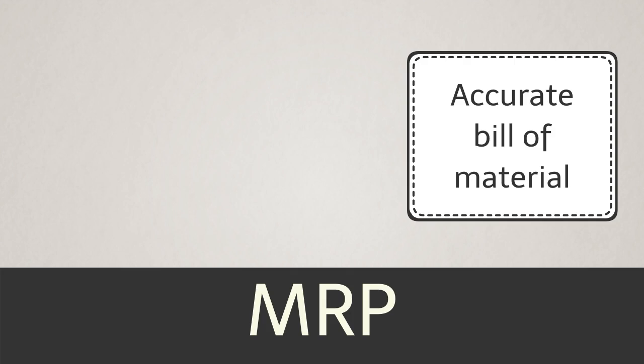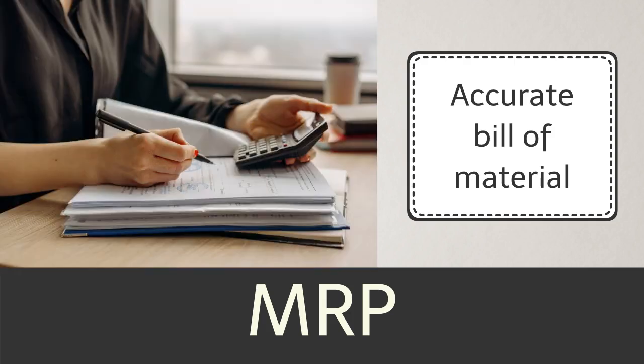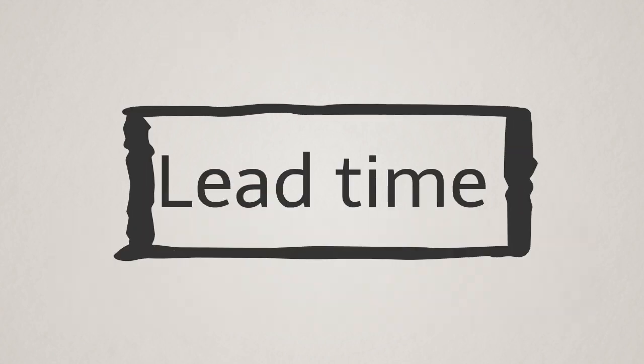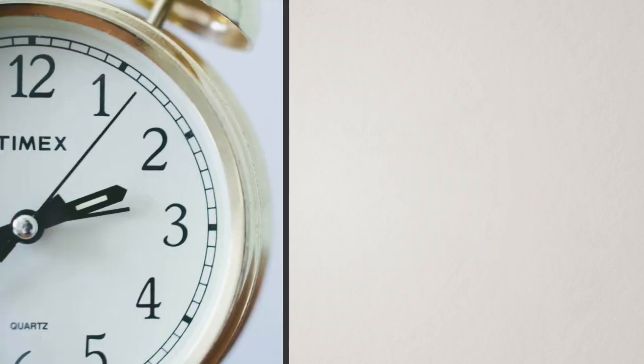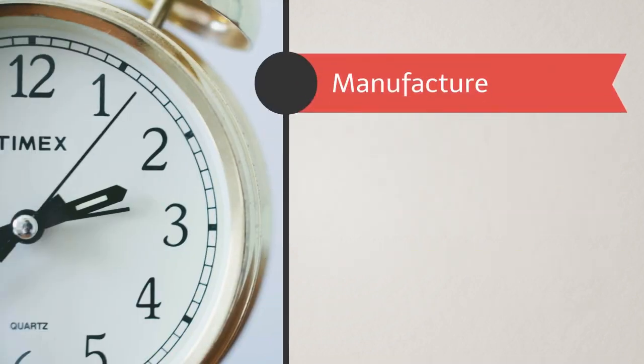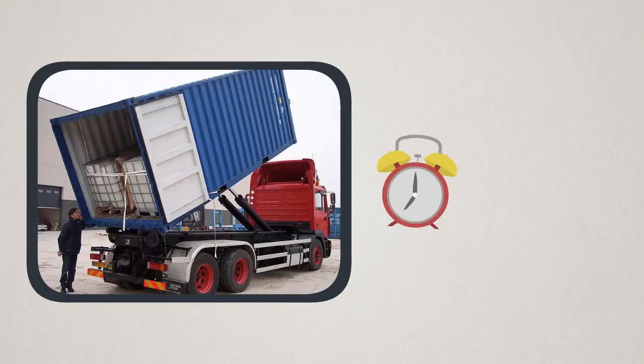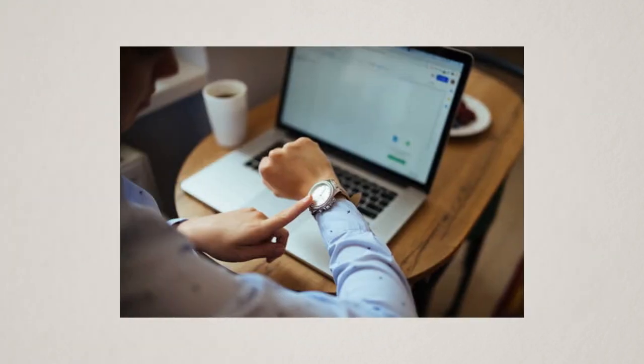MRP relies on an accurate bill of material to calculate how much of each raw material is needed to manufacture the finished products. The bill of material has a list of all raw materials, the quantities required to produce a single item or batch of the finished product, and how long it takes to both manufacture the product and also to receive all the raw materials. Lead time, which is how long it takes to manufacture the product and to receive all raw materials, is a critical piece of information for the manufacturing process. If the material is late from the supplier, production is delayed and pushed out the entire production schedule.